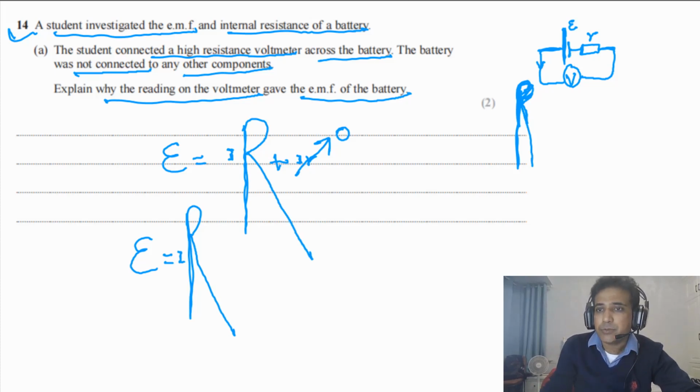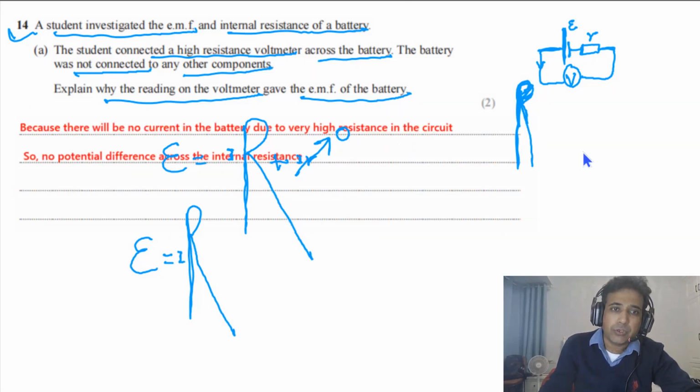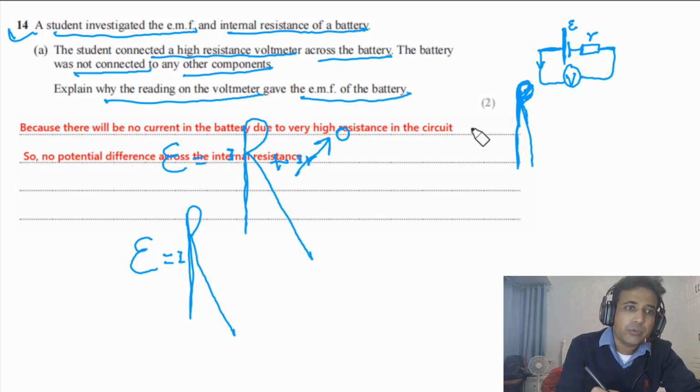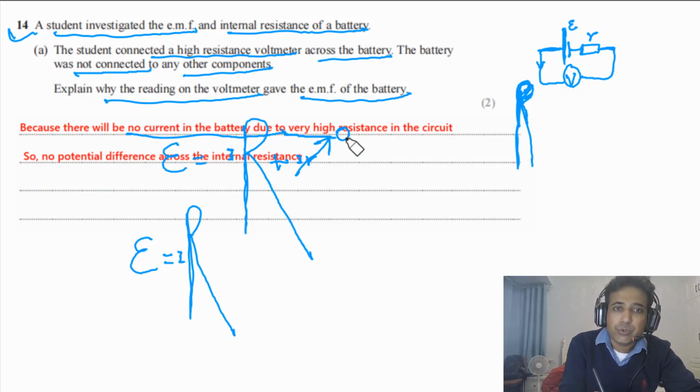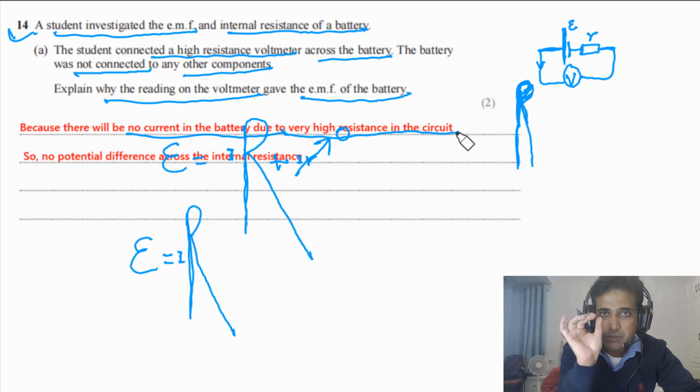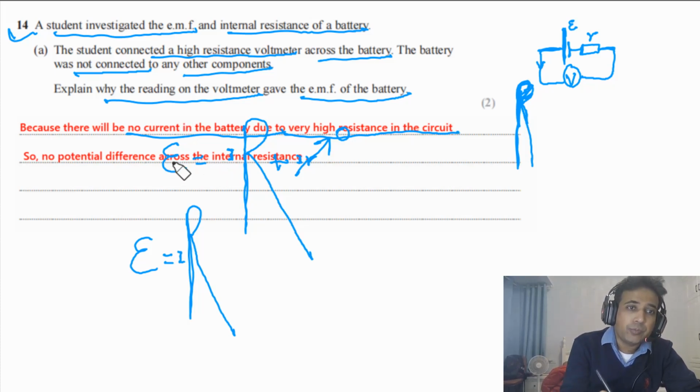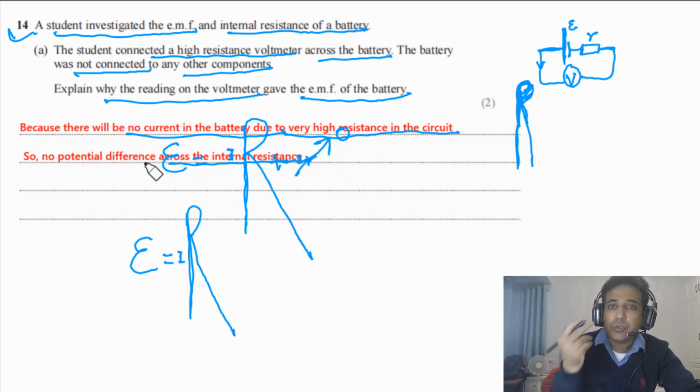So how can we answer this question? You can simply mention these 2 points. First point, you can say there will be no current in the battery due to the very high resistance in the circuit. No current means a negligible amount of current, almost 0. So there is no potential difference across the internal resistance, meaning this term will be equal to 0. So these 2 points you can write down.